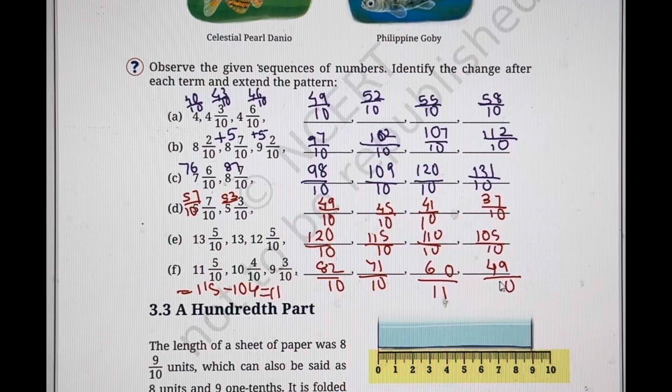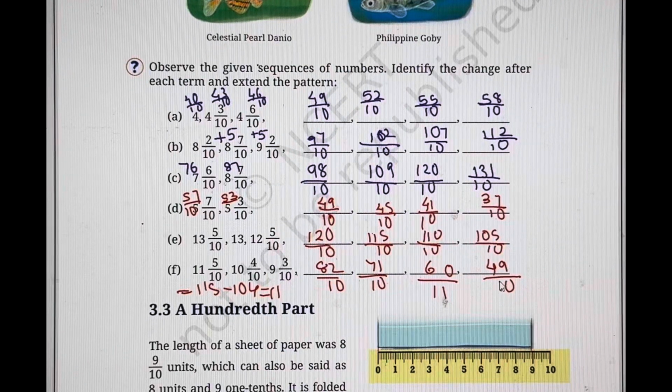Right? I hope you have understood the addition and subtraction of fractional numbers, okay, with 10th as a part. So we'll continue with this chapter in the next video.